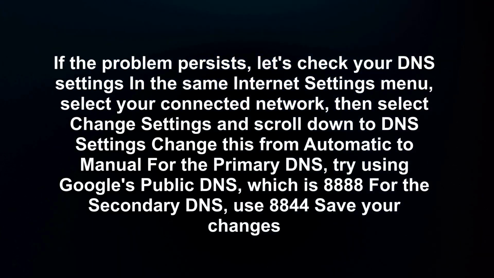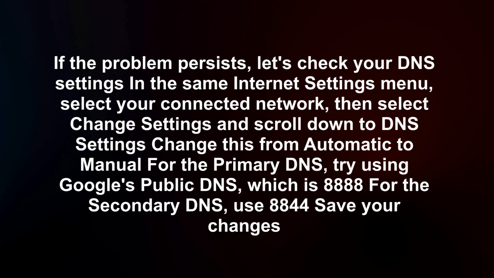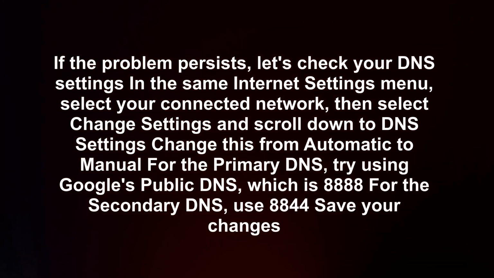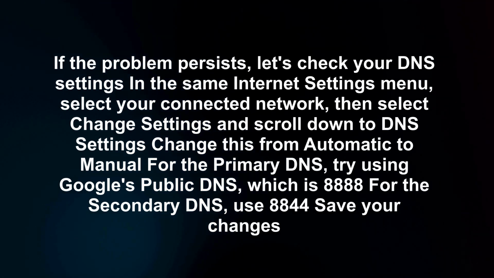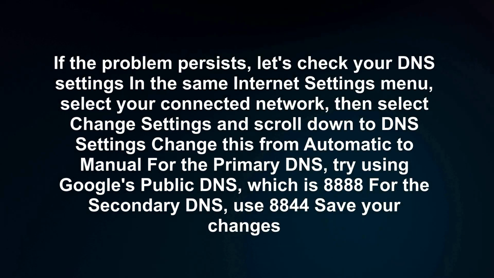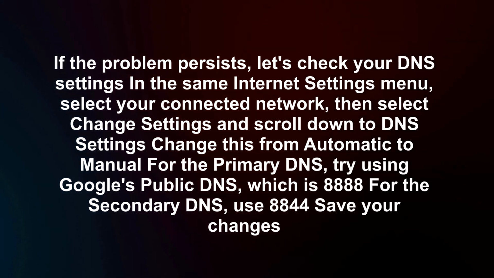If the problem persists, let's check your DNS settings in the same Internet Settings menu. Select your connected network. Then select Change Settings and scroll down to DNS Settings. Change this from automatic to manual for the primary DNS. Try using Google's public DNS, which is 8.8.8.8 for the secondary DNS. Use 8.8.4.4. Save your changes.